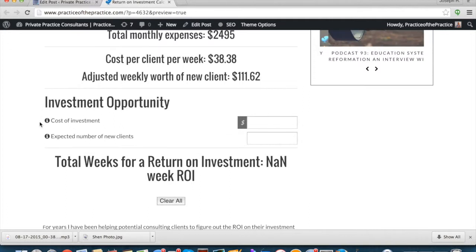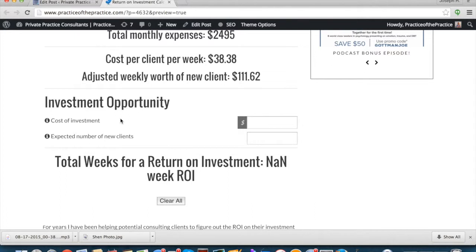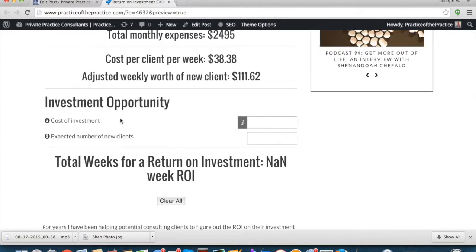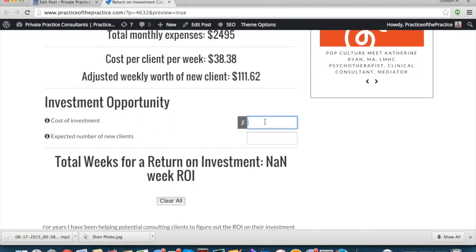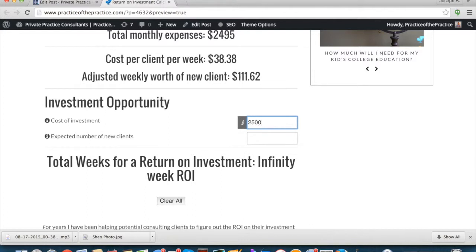Cost of investment. So this is going to be things like, say you want to invest in consulting. Say you want to invest in maybe the local newspaper or some magazine says, hey, for $800 you can do X, Y, and Z. So anything that's going to cost money that you hope will bring in clients, Google AdWords, things like that. What's the total cost of that? Not the monthly cost, the total cost. Say you're going to do consulting and say it's over 4 months, it's going to cost $2,500.